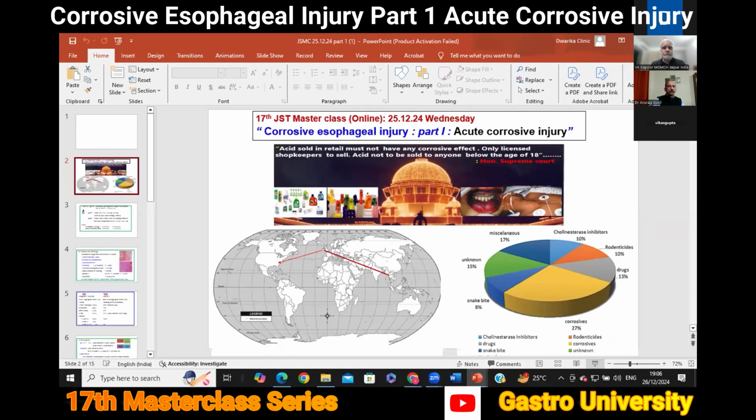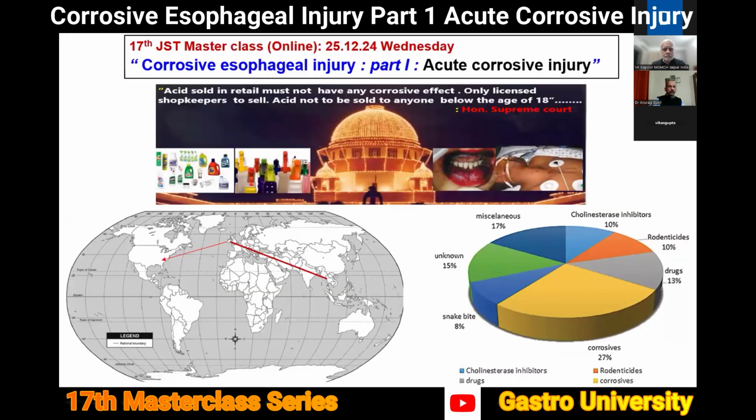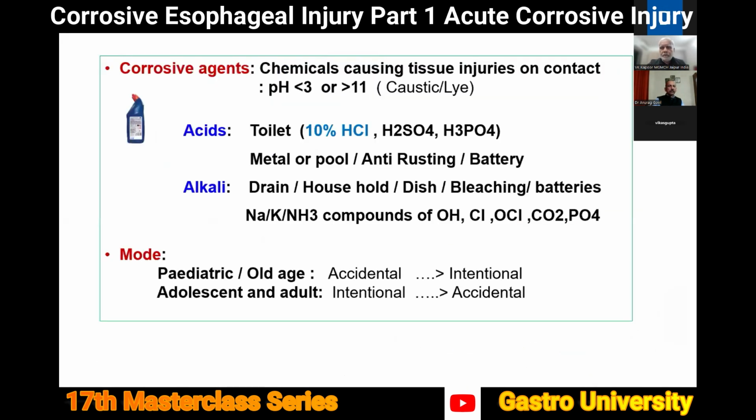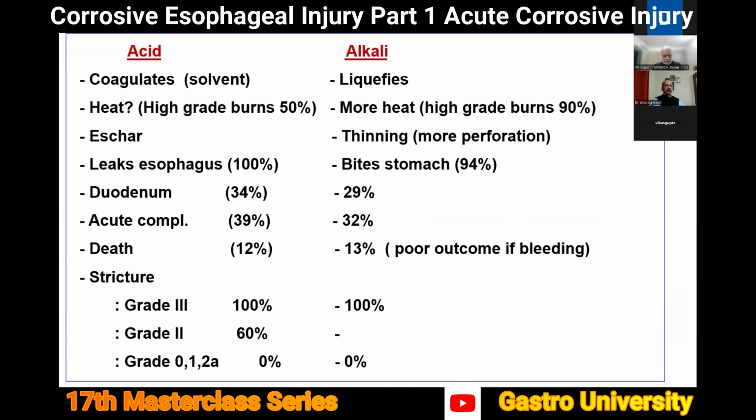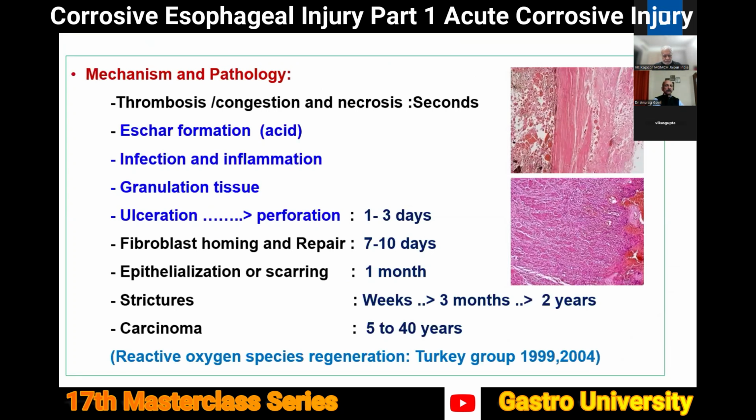Corrosives are chemicals causing tissue injuries on contact, and usually they do damage when they are in high concentrations: a pH less than 3 or on the alkali side more than 11. You may hear the terms caustic and lye. Caustic, according to the dictionary, is any chemical substance that on contact causes injury to the tissues. Lye is mostly used in Western countries. These are strong chemicals of sodium hydroxide and its analogs.